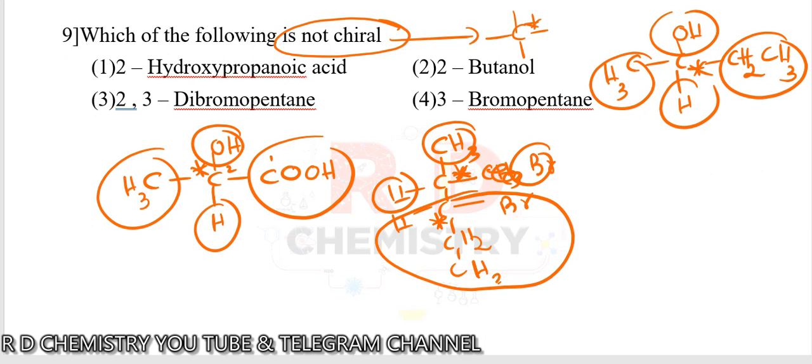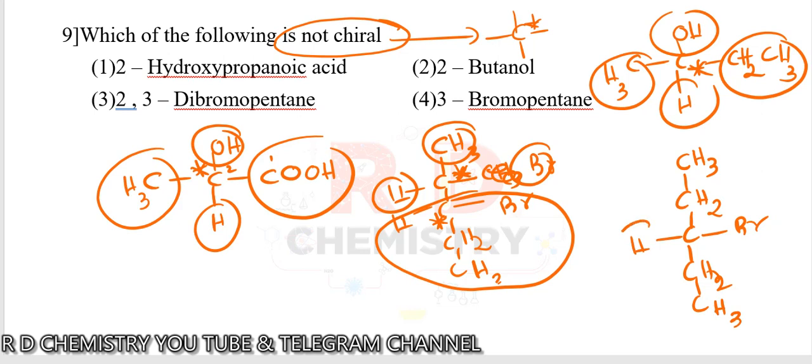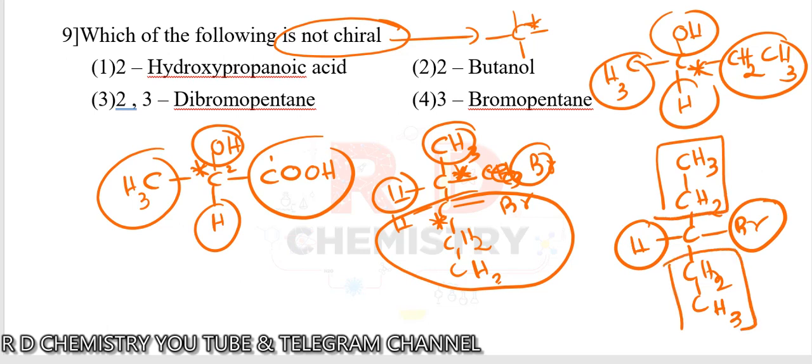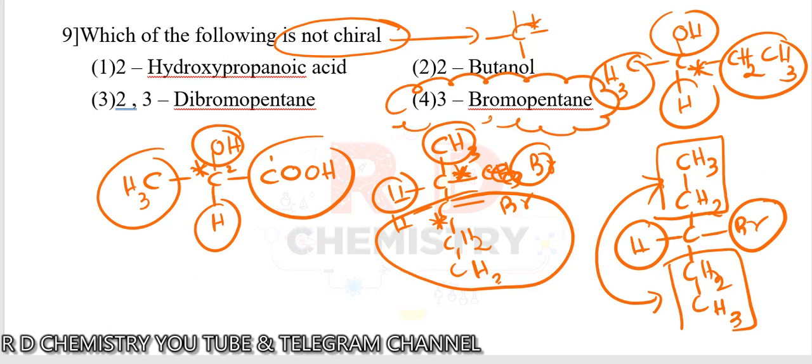Last one, the fourth option. Pentane, carbon number 1, 2, 3, 4 and 5. 3-bromo. So here CH3 is the CH2, this is a CH2 and this is a CH3 and this is hydrogen. This is attached to group number 1, group number 2. But see carefully, the third group and the fourth group are the same. These two groups are the same. Therefore, this carbon is not chiral. There is no chiral carbon atom. Therefore, option number 4, this compound, is not chiral.